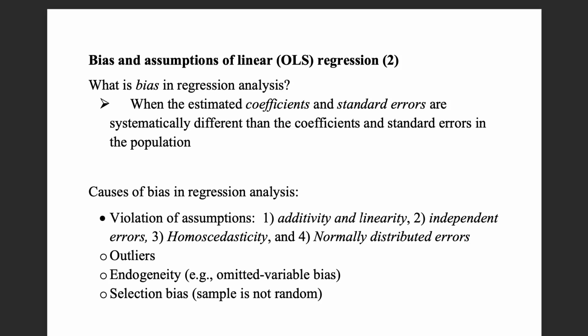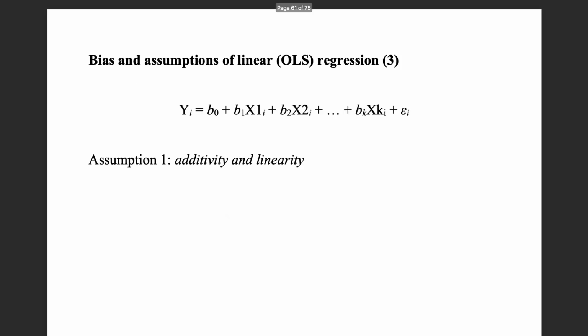We're going to do this step by step, but I'm going to make a start with talking about some of these. I'm going to start with really the classical assumptions, additivity, linearity, independent errors, and then probably in one of the next lectures, we're going to talk about homoscedasticity and normally distributed errors and the other things like outliers and endogeneity and selection bias. So let's start with additivity and linearity.